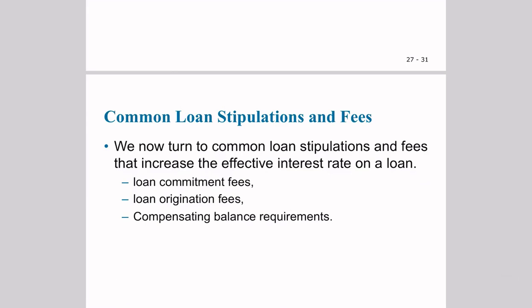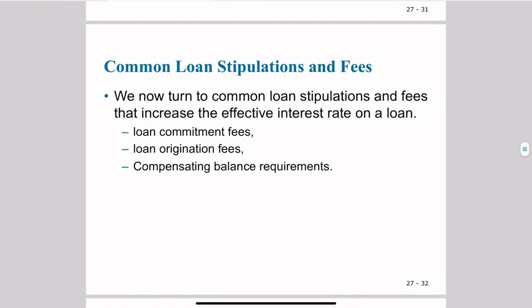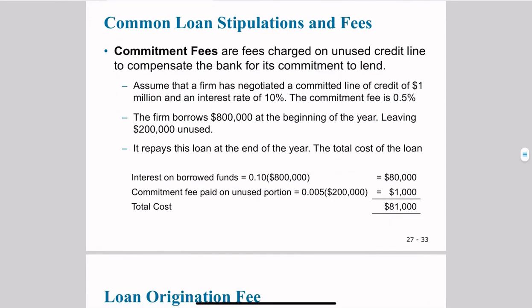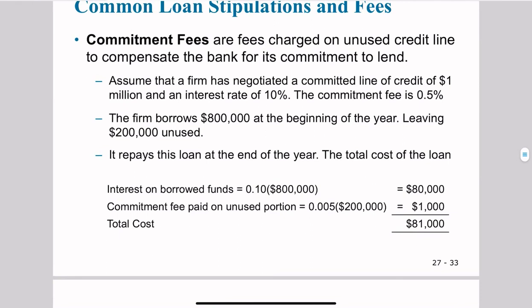More specifically, we will talk about how we can calculate the effective interest rate on a loan if there are all kinds of fees. To be more specific, we will talk about loan commitment fees, loan origination fees, and compensating balance requirements. So first, commitment fees. These are fees which are charged on the unused credit line to compensate the bank for its service.